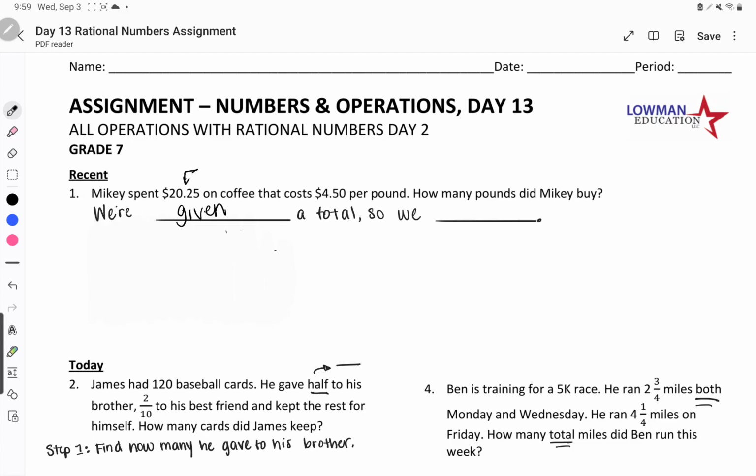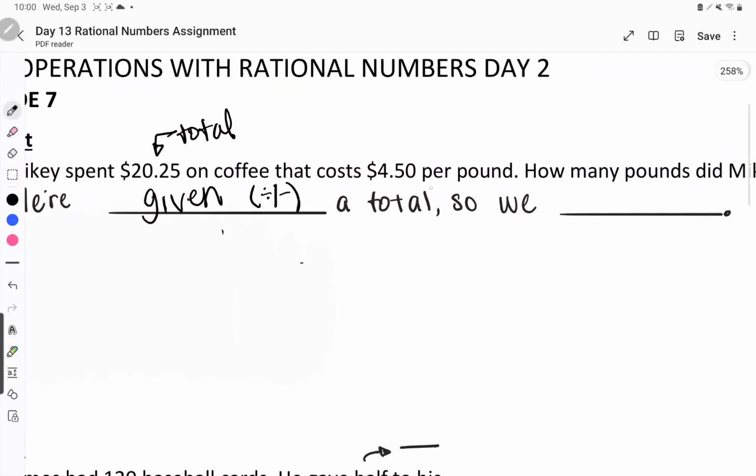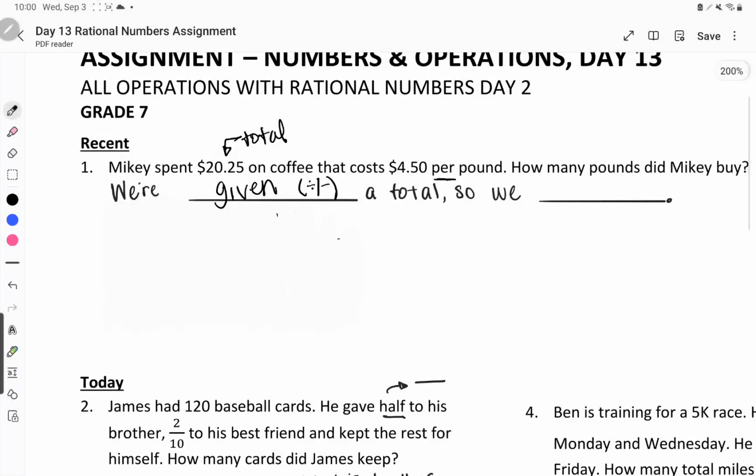Our total is the $20.25. So if we're given a total, that means we either divide or subtract. So, which one will we do? We're going to divide because it costs $4.50 per pound. So we're trying to figure out how many pounds he has, so we're going to split that $20.25 into equal parts of $4.50. So that means that we're dividing since we're splitting it into equal parts.